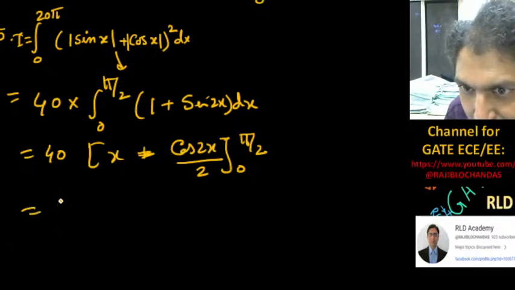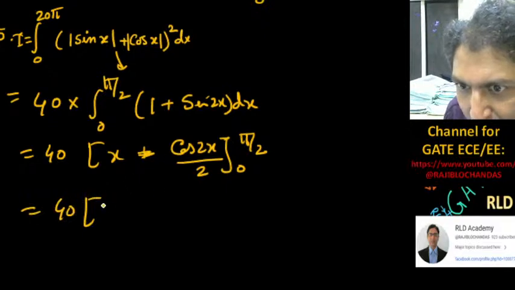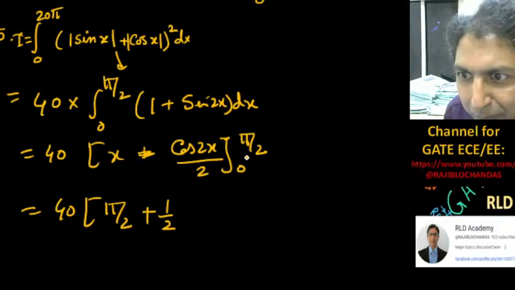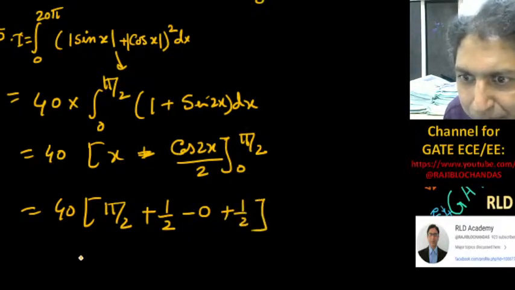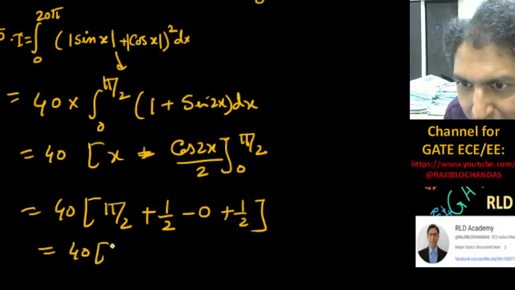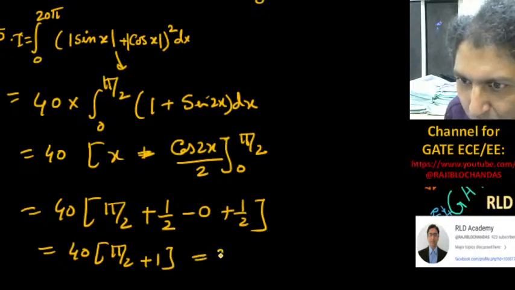Okay, so this is your 40. If I put pi by 2, it is pi by 2, and cos pi is equal to minus 1, so it is plus half. For 0 it is minus 0, and minus 1 is a plus; this cos 0 is 1, so it is again half. Half and half is 1, so this is 40 times pi by 2 plus 1, or we can write it as 20 times pi plus 2.